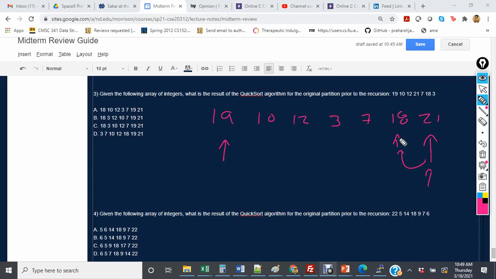Right is currently pointing at 18, and 19 is the partition. The last step is we should swap the values if the right value is less than the partition. So we're going to move 18 here, and we're going to move 19 here. So therefore, the answer is 18, 10, 12, 3, 7, 19, and 21. And so that is A.